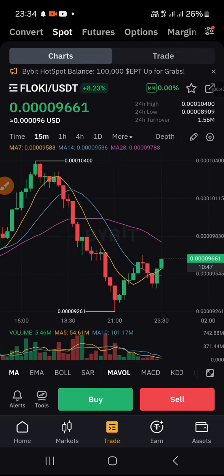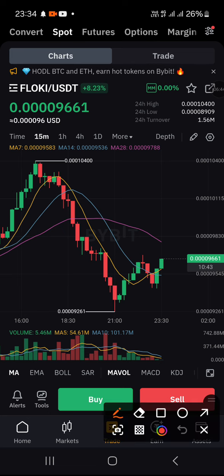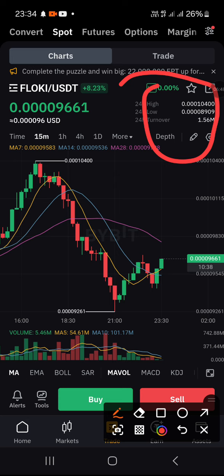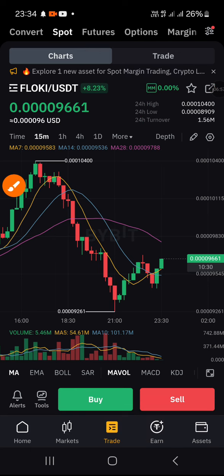You can see the 24 hours high here, 24 hours low here. This is what you look at, and the 24-hour turnover is over 1.56 million. So this is a very good coin that you can invest in, but I still want you to make your own personal research before investing in any coin.